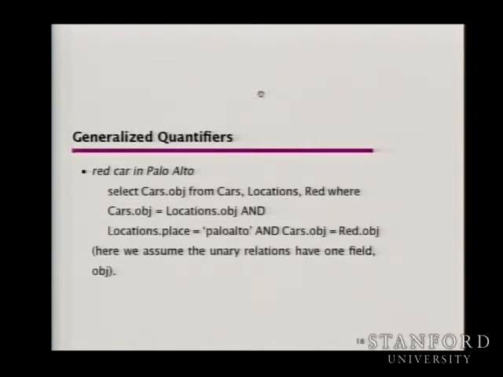So red car in Palo Alto, properties are where we make a query of a database and we return the set of objects that satisfy it, just like in a regular database query. So this will be select cars.obj. For properties, I'm just assuming that it's a one-column table where the field is called obj. Select cars.obj from cars locations red. So I've joined my tables where cars.obj equals locations.obj and locations.place equals Palo Alto and cars.obj equals red.obj.